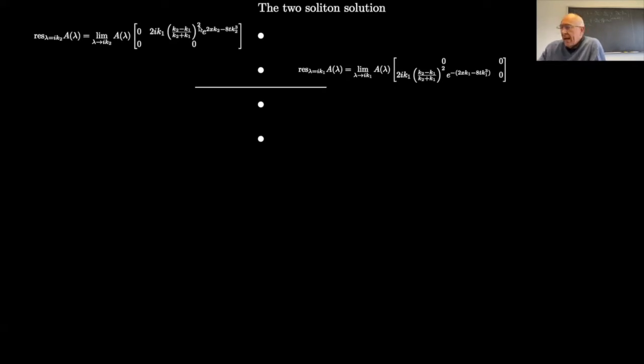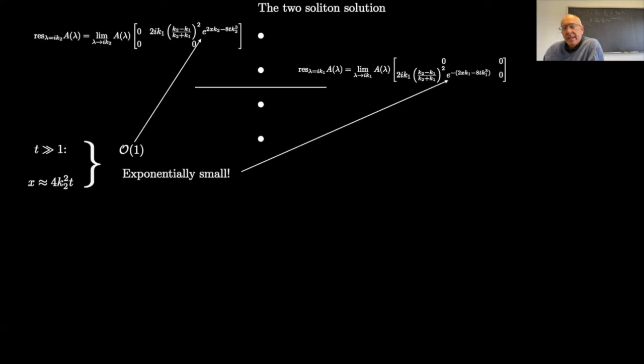So okay, well now let's see what happens if we let t be very large positive. So now this entry, if x is like 4k2 squared t, this exponential is order 1. And because I flipped triangularity, this exponential is again exponentially small.